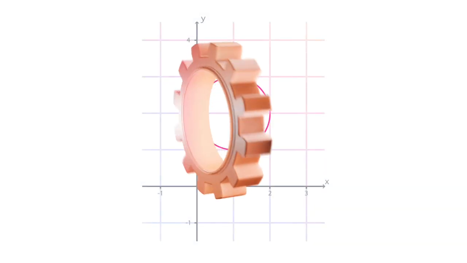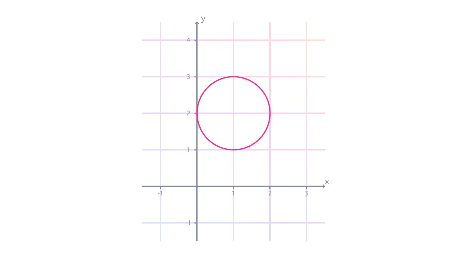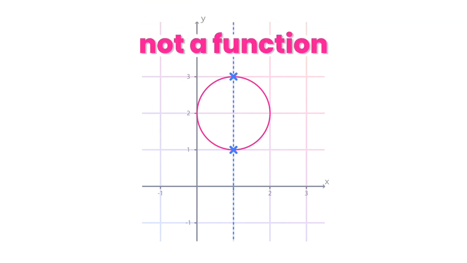Let's take a look at some curves that are not functions. Take this circle. If x equals 1, what is y? You place the vertical line at x equals 1. Notice the line intersecting the graph in two places. y can be both 1 and 3. But for it to be a function, this is not allowed. So the curve of a circle is not a graph of a function.